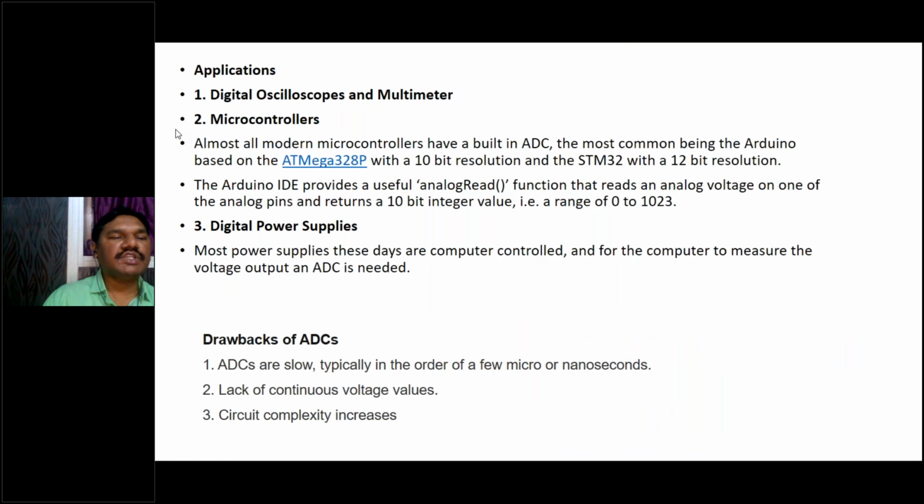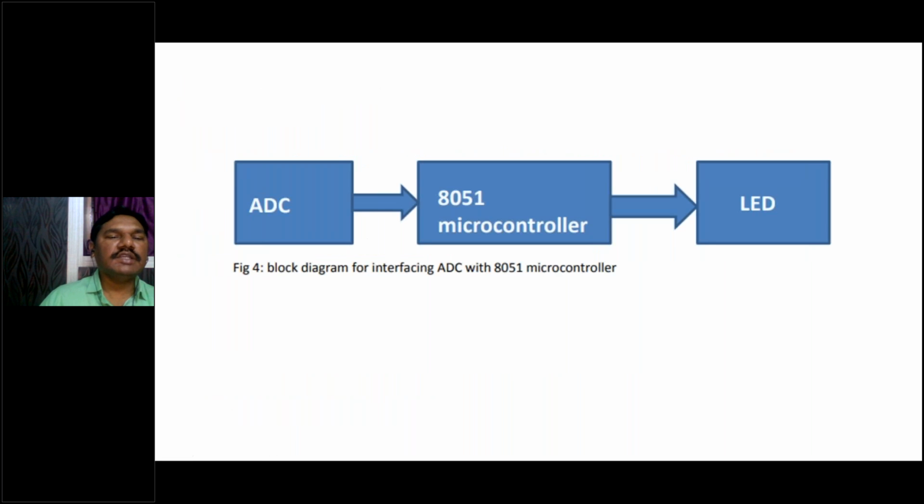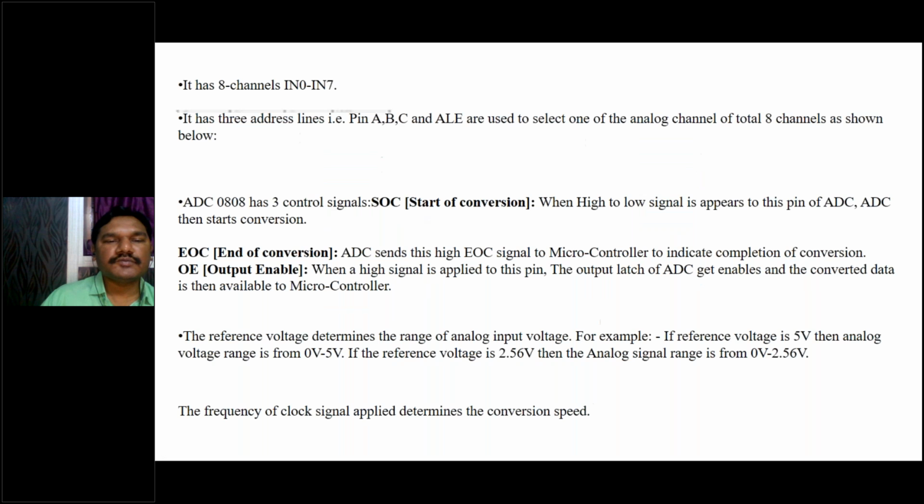What are the applications of this A to D? This A to D conversion is used in digital storage oscilloscopes, microcontrollers, and digital power supplies. And this is the connection of the ADC to the 8051. You need to remember the signal does not go from the 8051 to the ADC, but from the ADC to the 8051, because the 8051 is a microcontroller, which is a digital circuit. So here in the ADC, analog is the input and digital is the output. The outputs are going to the 8051.